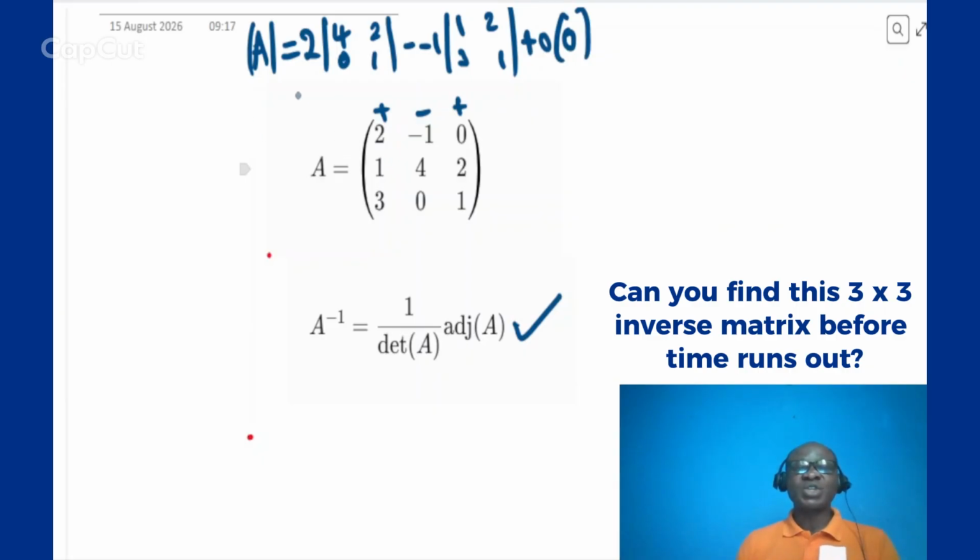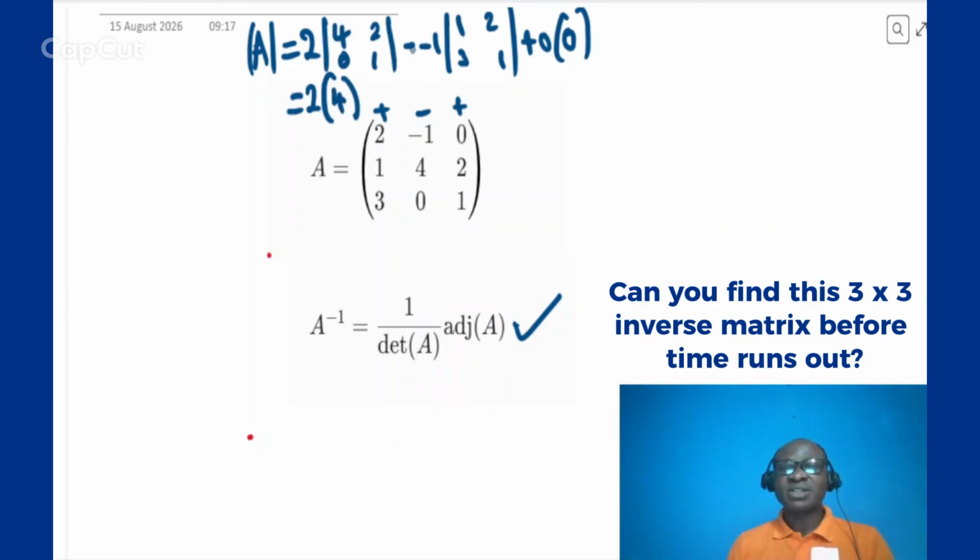So that means on this one, I'm going to get 2 multiplied by 4 times 1 is 4. Be looking first. This 4 is multiplied by 1 is 4. 0 multiplied by 2 is 0. 4 minus 0 is 4. That is what I will have here.